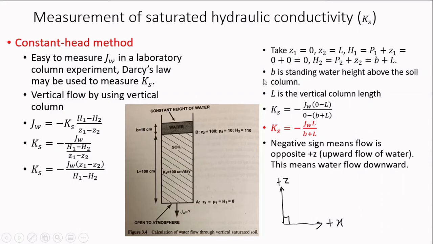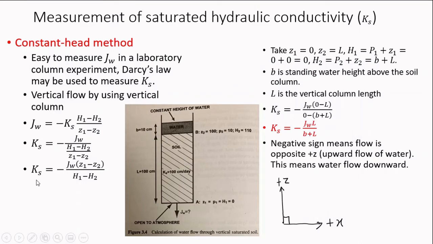Here is the definition. B is the standing water height above the soil column. So if B is here, here is the soil surface. You have water standing on top of the soil, and the height of water is B. It's given as B, right? And L is the vertical column length.